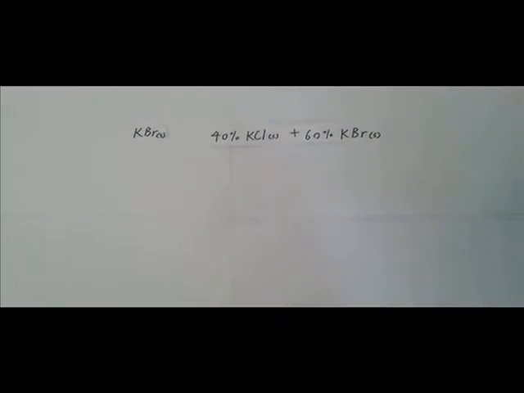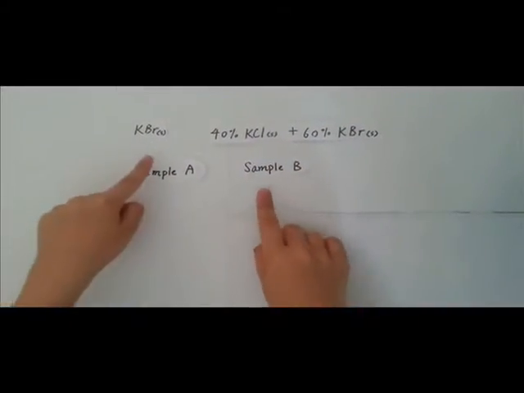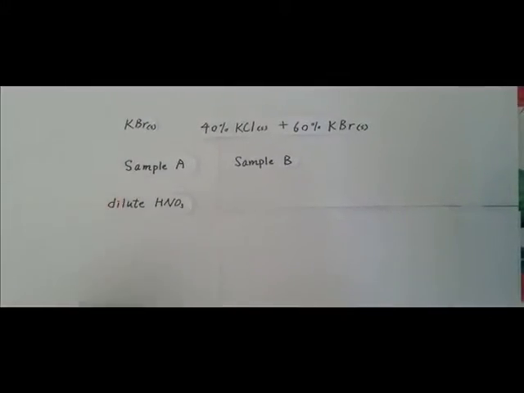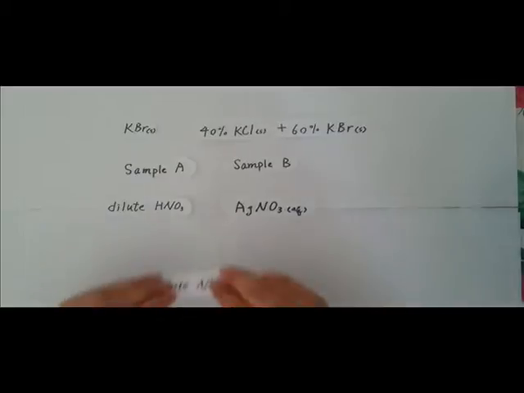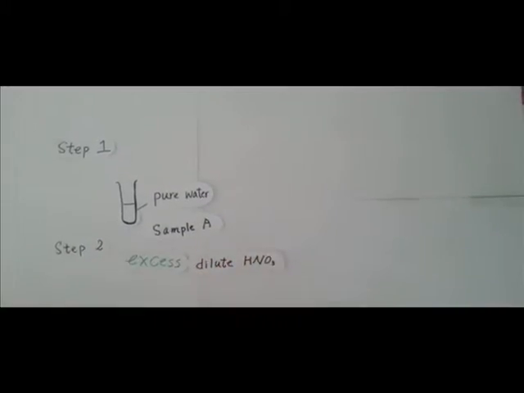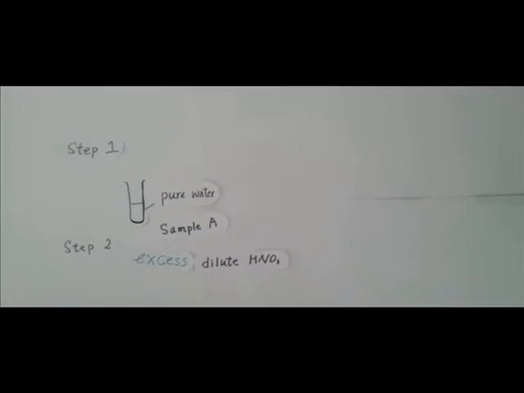To start with, we need to prepare sample A and sample B, which contain potassium bromide or the mixture. We also need dilute nitric acid, silver nitrate solution, and dilute ammonia for the reaction. Let's get started. First, dissolve sample A in water. Turn it into aqueous form. Add excess dilute nitric acid into the solution. The nitric acid reacts with and removes other ions that might also give a confusing precipitate with silver nitrate.